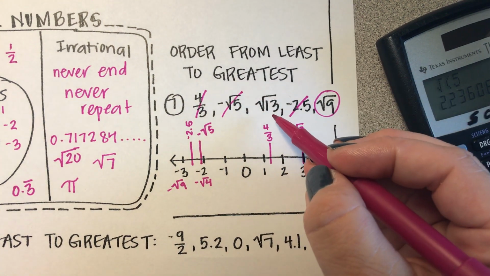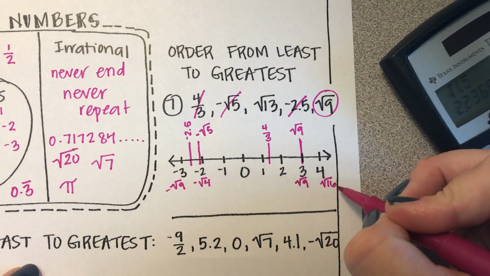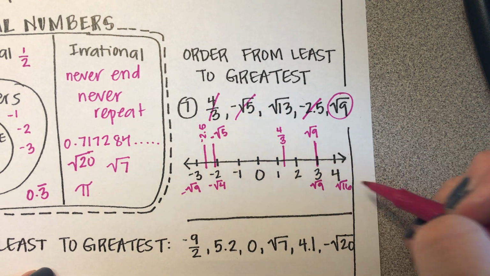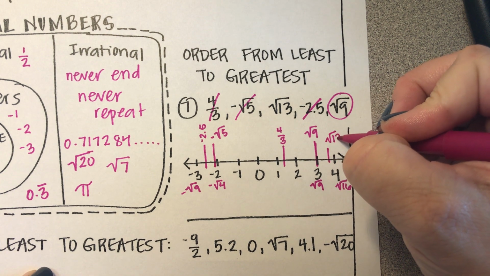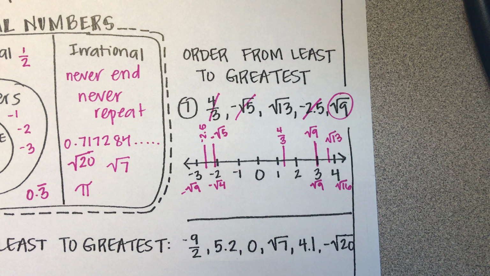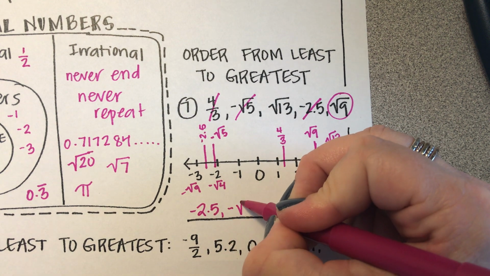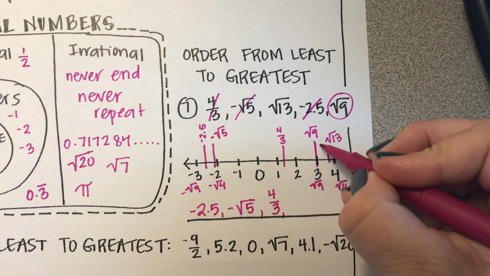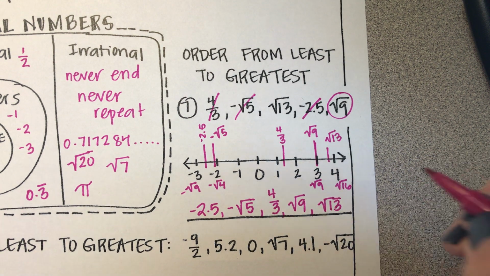And then I have the square root of 13. I know that the square root of 9 is 3, and I know that the square root of 16 is 4. So is the square root of 13 closer to 16 or 9? It's closer to 16, so that's where this goes. Now it's really important that when I write them in order, I put them in their original format. So I have negative 2.5, then the negative square root of 5, then 4/3, then the square root of 9, and then the square root of 13.